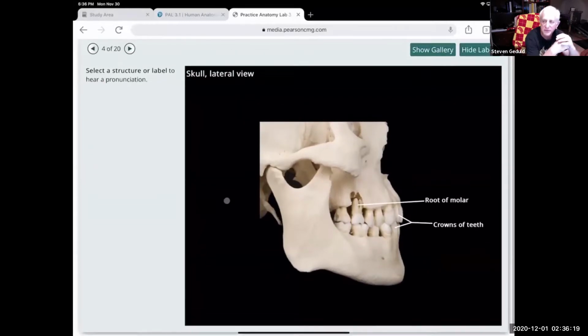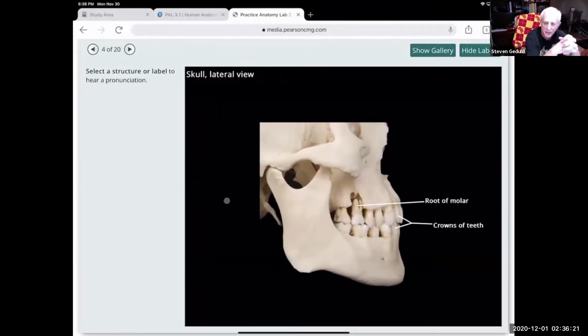Teeth. You have the crowns of the teeth, which is what you see above the gum line. And you have the roots of the teeth, what's below the gum line. You can see this is an abscess right here. This is a huge abscess.